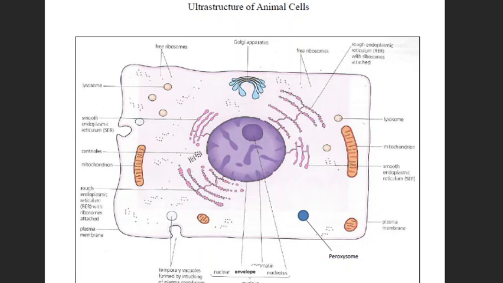Yes, sir. Here we can see this is an animal cell, which is devoid of the cell wall. Animal cells do not have cell wall. So the outermost layer here in this case is the plasma membrane.